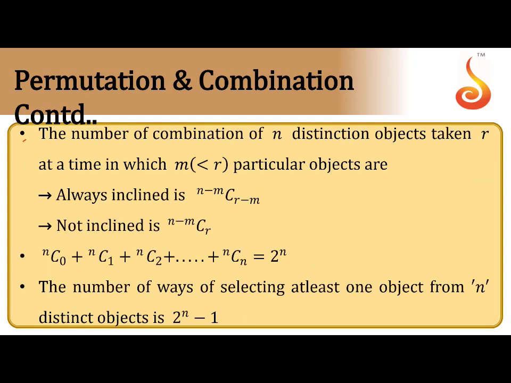This is important for us. The number of combinations of n different objects, taken r at a time, with m particular objects always included.